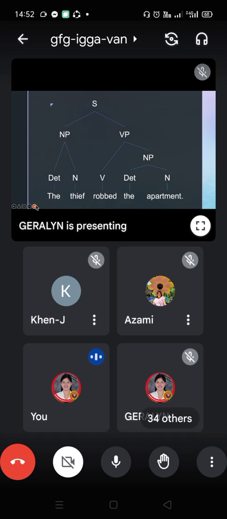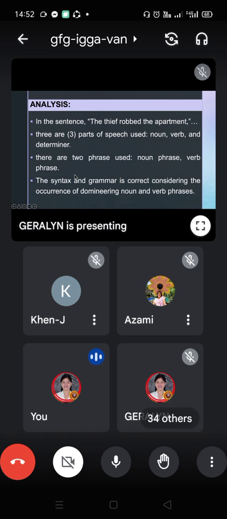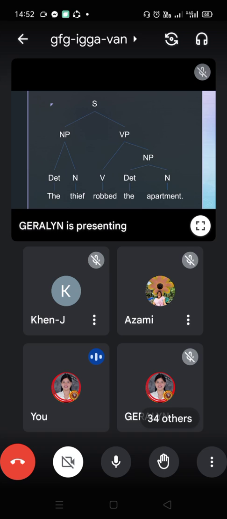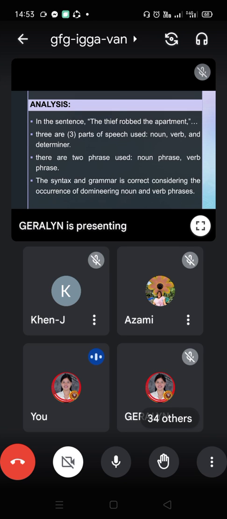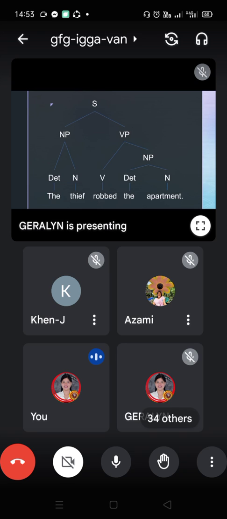Okay, next is analysis. So since we will be doing analysis, it's not enough. This is just the syntax. This is how the sentence is formed. But since we are talking about syntactic analysis, we have to analyze, of course, the structure. So this is now an example of an analysis. In the sentence, the thief robbed the apartment, we can observe that there are three parts of speech used, which are noun, verb, and determiner. Determiner, the noun, and the verb. There are three parts of speech used.